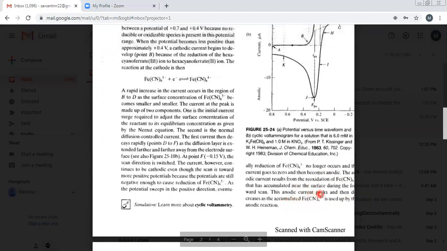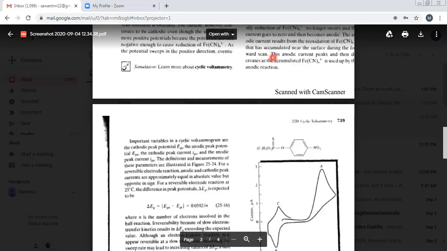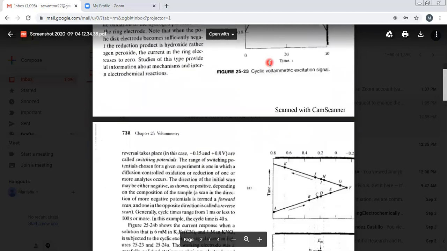The anodic current peaks and then decreases as the accumulated FeCN6 is used up by the anodic reaction. So K4FeCN6 is going to get oxidized to K3FeCN6, and that will decrease until you have complete conversion at the electrode surface. The anodic reaction will stop as no further analyte is available at the electrode surface. K4FeCN6 is consumed and then the anodic current stops growing in magnitude. Alright.